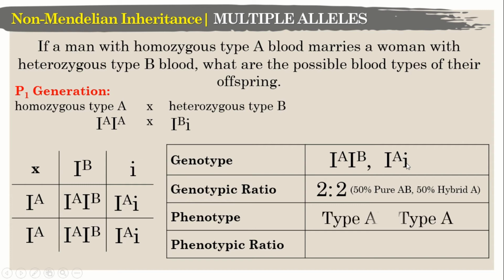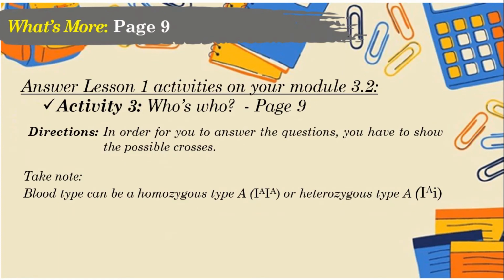Phenotype: blood type AB and A, since the dominant gene is A. So, how many are blood type AB? You have 2. And then blood type A, we have 2. That means 50% of their children are AB. Then, 50% again of their children are blood type A. So, do you understand? Okay, so let us continue.